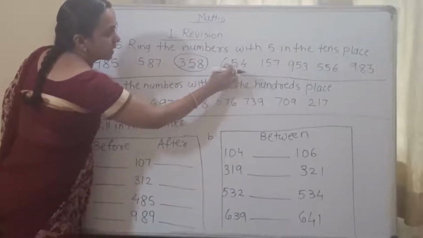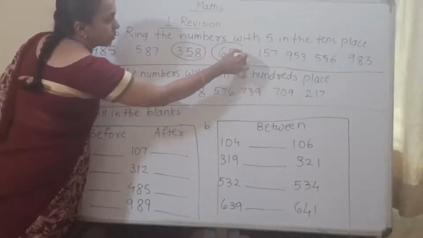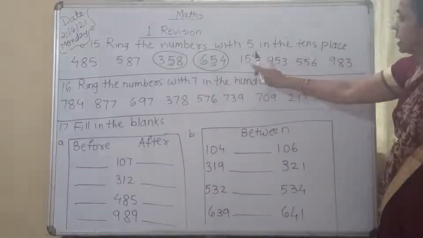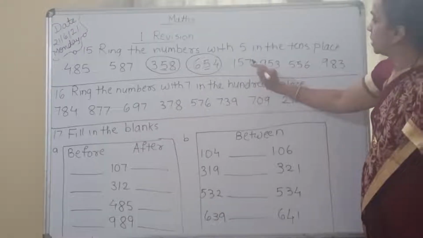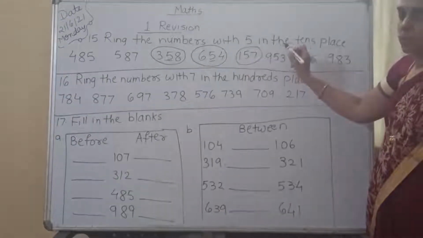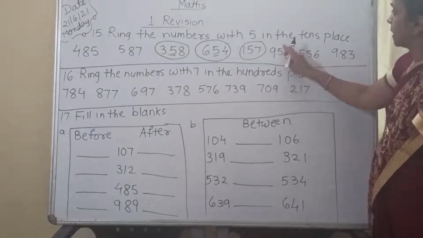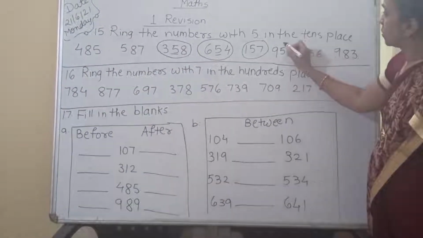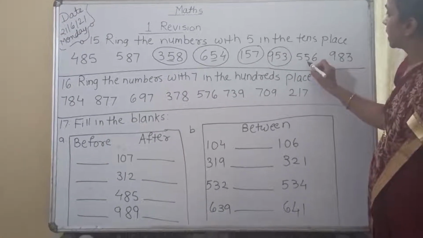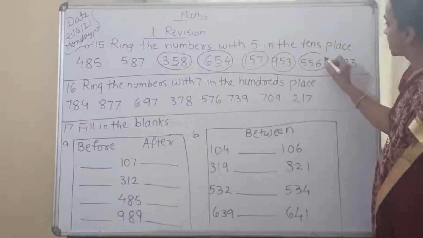654. Ones, tens. See again. Ones, tens. So in the tens place 5 number is there. So we have to circle this number. Now see 157. Ones, tens. So in this tens place 5 number is there. So we have to circle this 157 number. 953. Ones, tens. So in the tens place 5 number is there. So we have to circle this number. 556. Ones, tens. So in the tens place 5 number is there. So we have to circle this number.